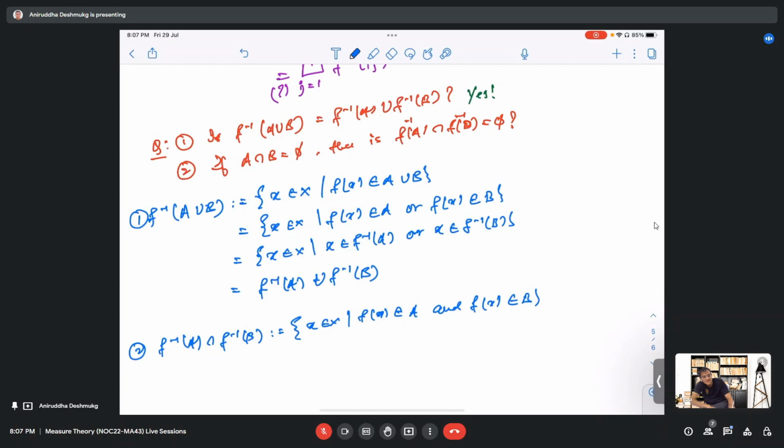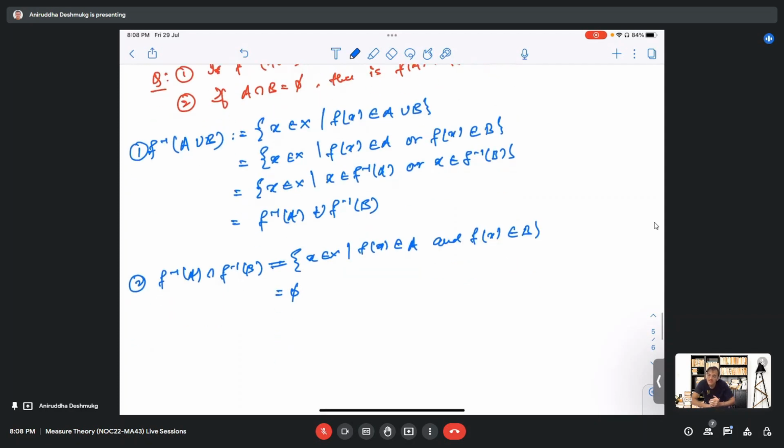Okay, so you have skipped one step, right? You collect all those x such that x is inside F inverse A and x is inside F inverse B. But then that would mean that f(x) is inside A and f(x) is inside B. Okay. Then what? So because A intersection B is empty, this cannot happen, right? So this is empty. Yes, sir.